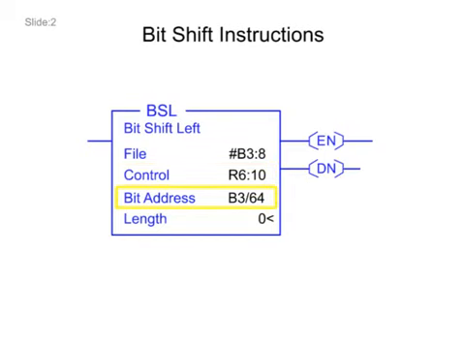The bit address contains the source location for the bit being shifted into the register. Length is the number of bits. The actual length is determined by the application.